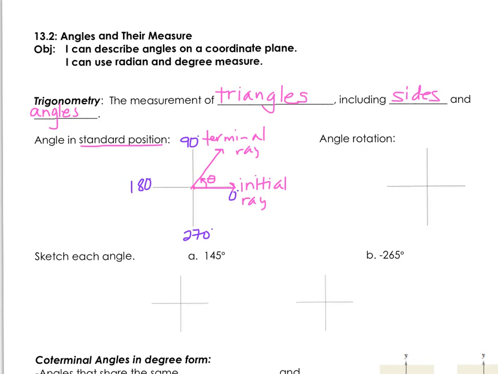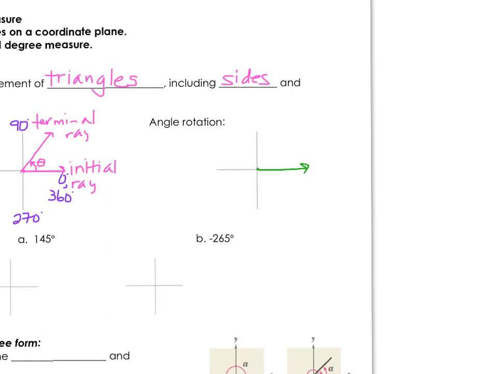You could also have your angle rotate all the way around to match the initial ray, and that would be a 360-degree rotation. Sorry, I'm going to get that 3 to show up there.